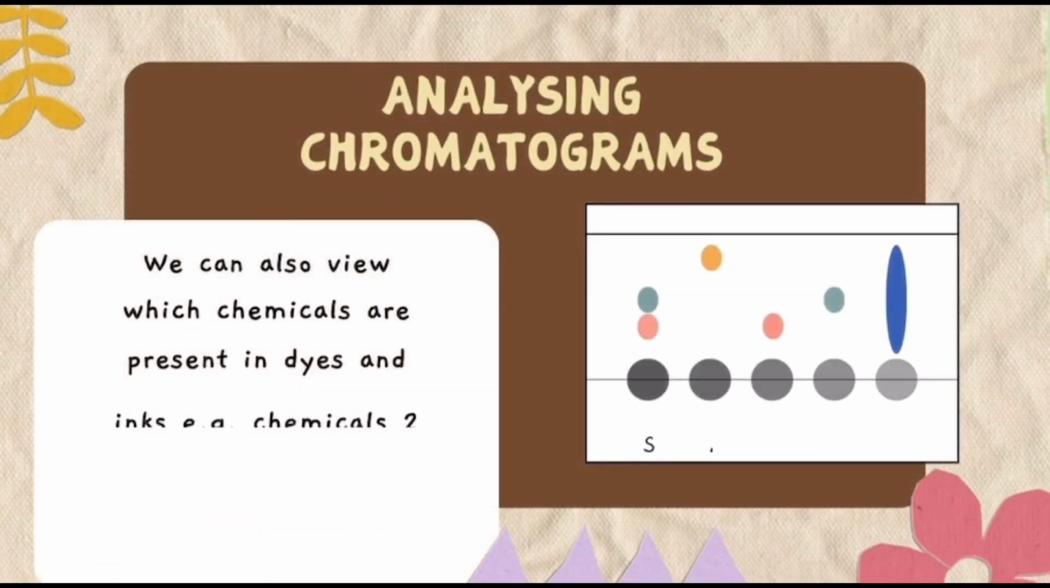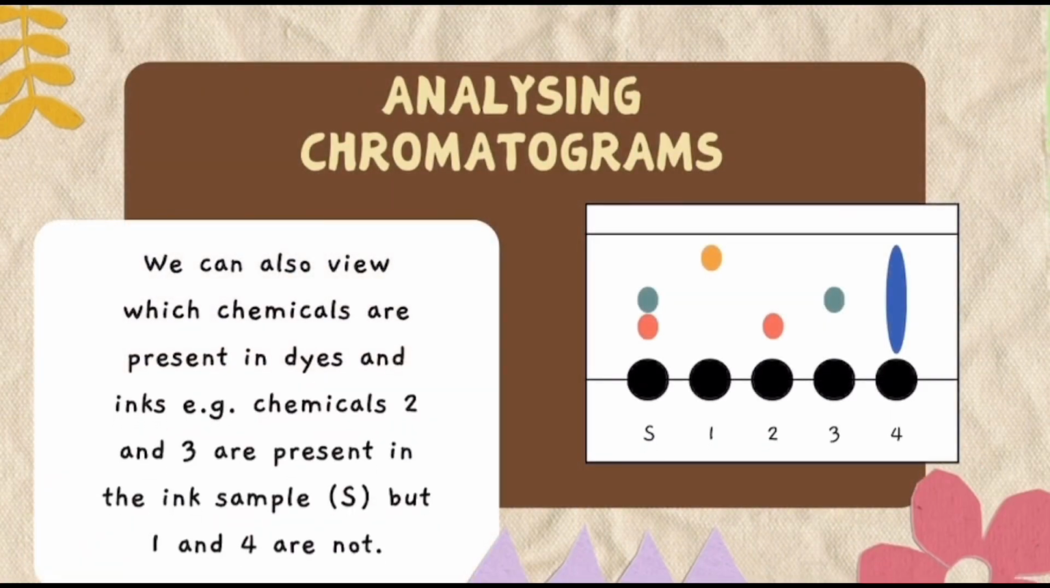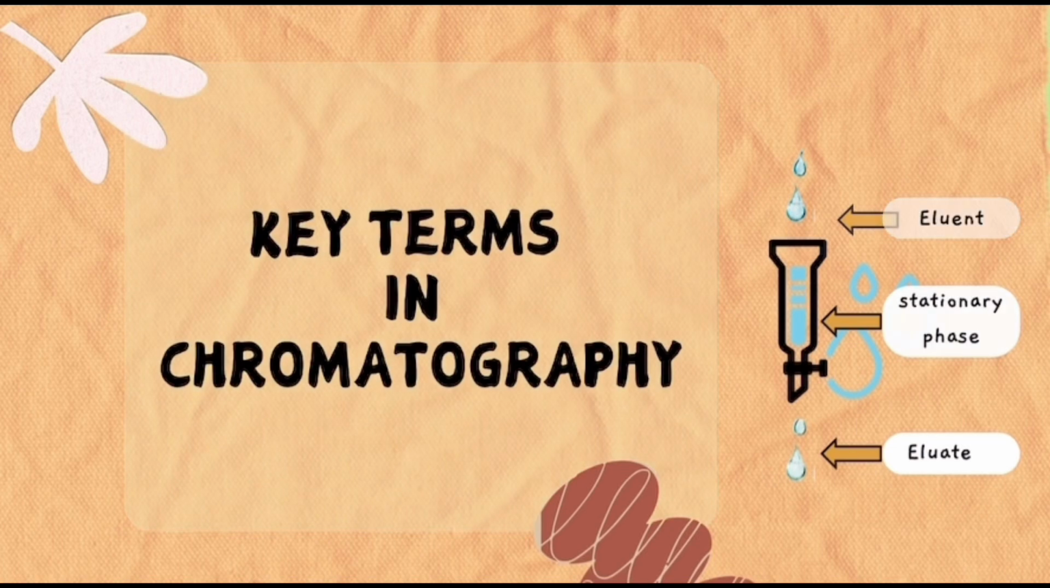Analyzing chromatogram. We can also view which chemicals are present in dyes and ink, such as chemicals 2 and 3 are present in the ink sample, but 1 and 4 are not. Key terms in chromatography.